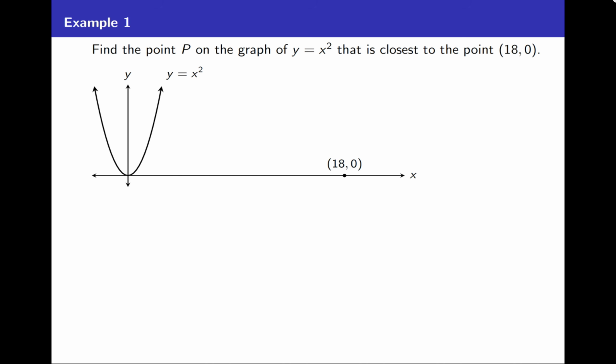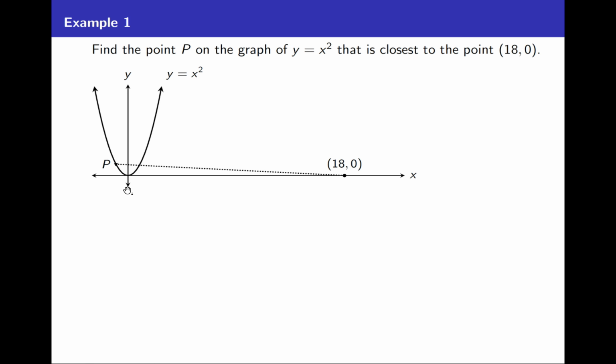First example. Find the point P on the graph of y equals x squared that is closest to the point (18, 0). So here's the picture. You've got the graph of y equals x squared, a parabola, and way over here on the x-axis, 18 units over, is the point (18, 0). So we're looking for the point P on the parabola that's closest to that point (18, 0).